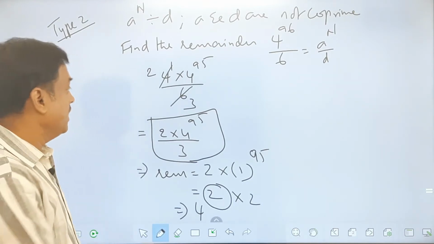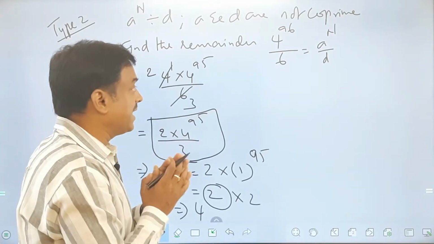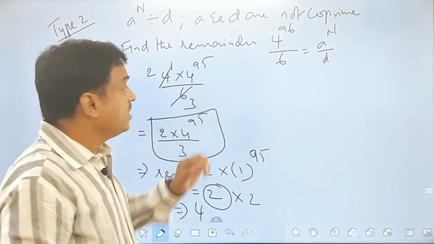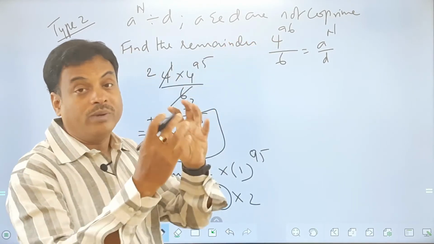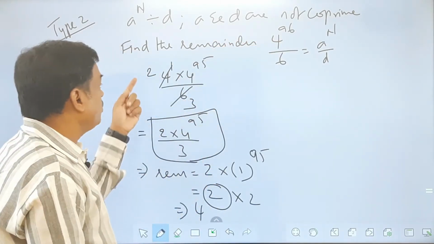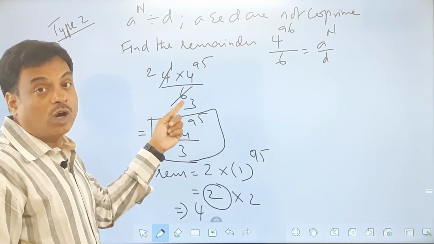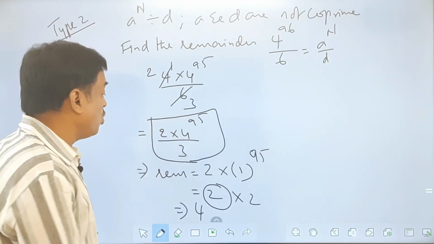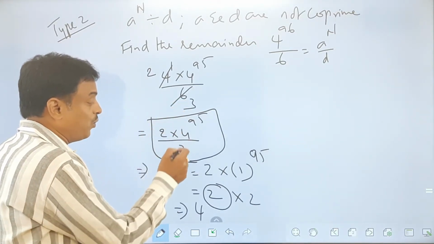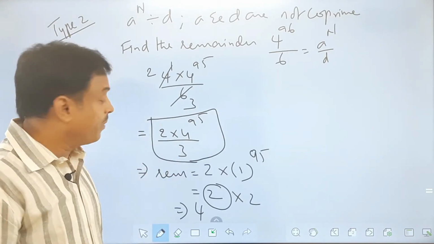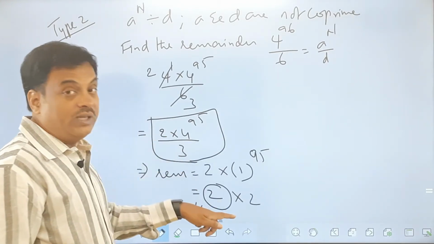Is that clear, all of you? So I repeat once again what is exactly happening here. A type 2 question will have a and d with some common value. They are not co-primes. So what I do quickly, I'll try to eliminate the common value. I'll try to make everything co-prime. 2 and 3 are co-prime, 4 and 3 are co-prime. I'll take co-primes and then I'll do type 1.